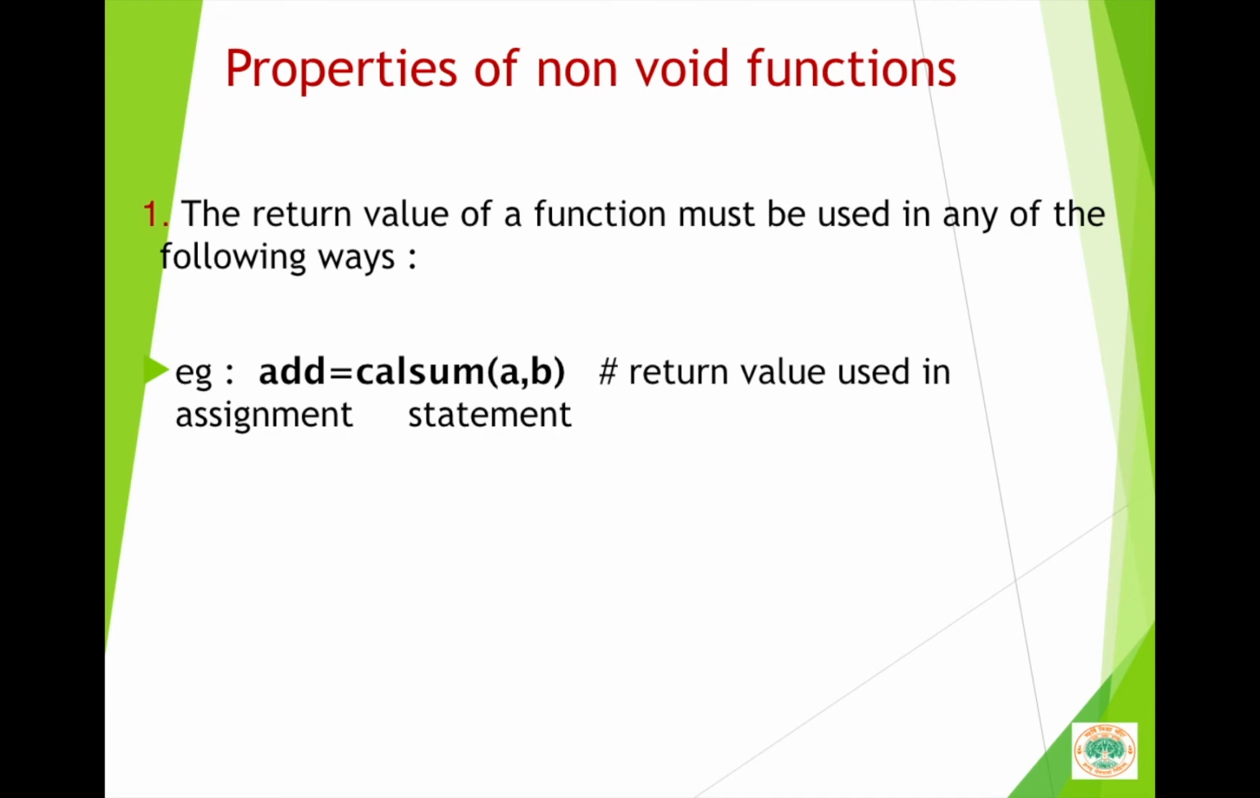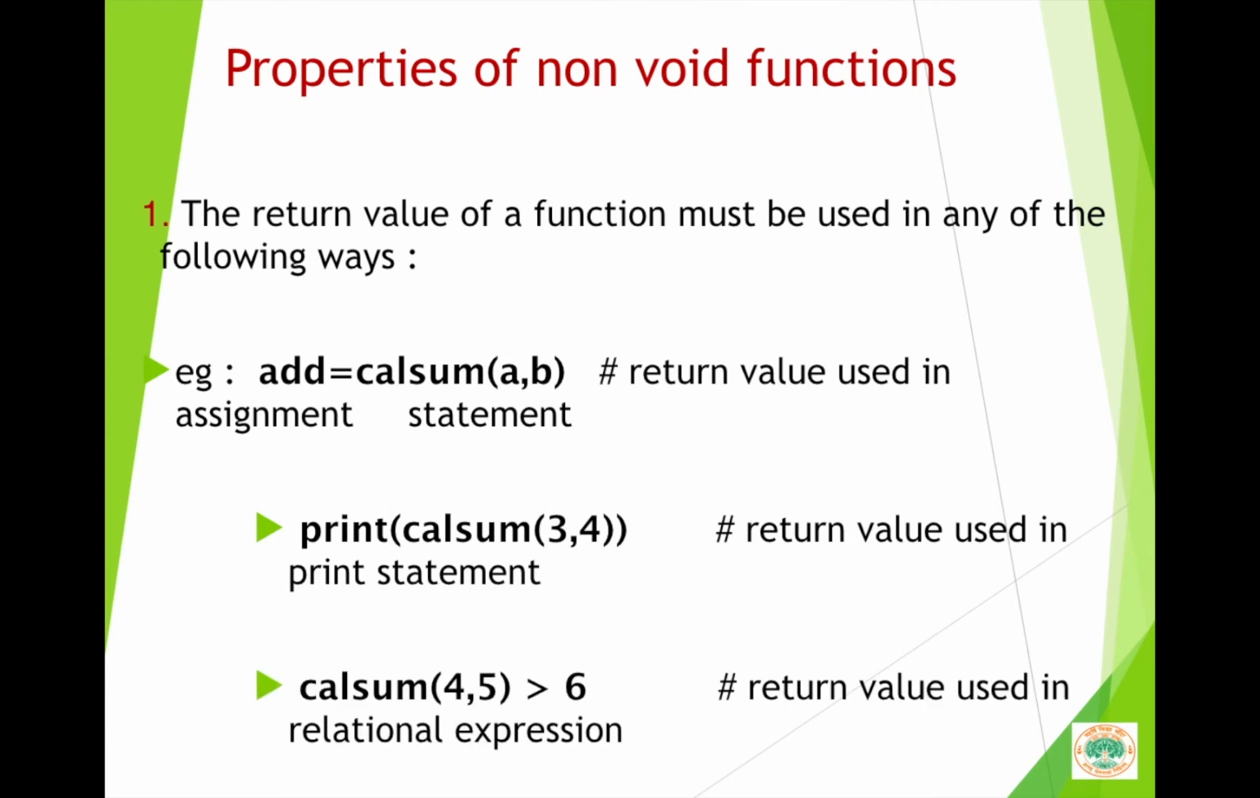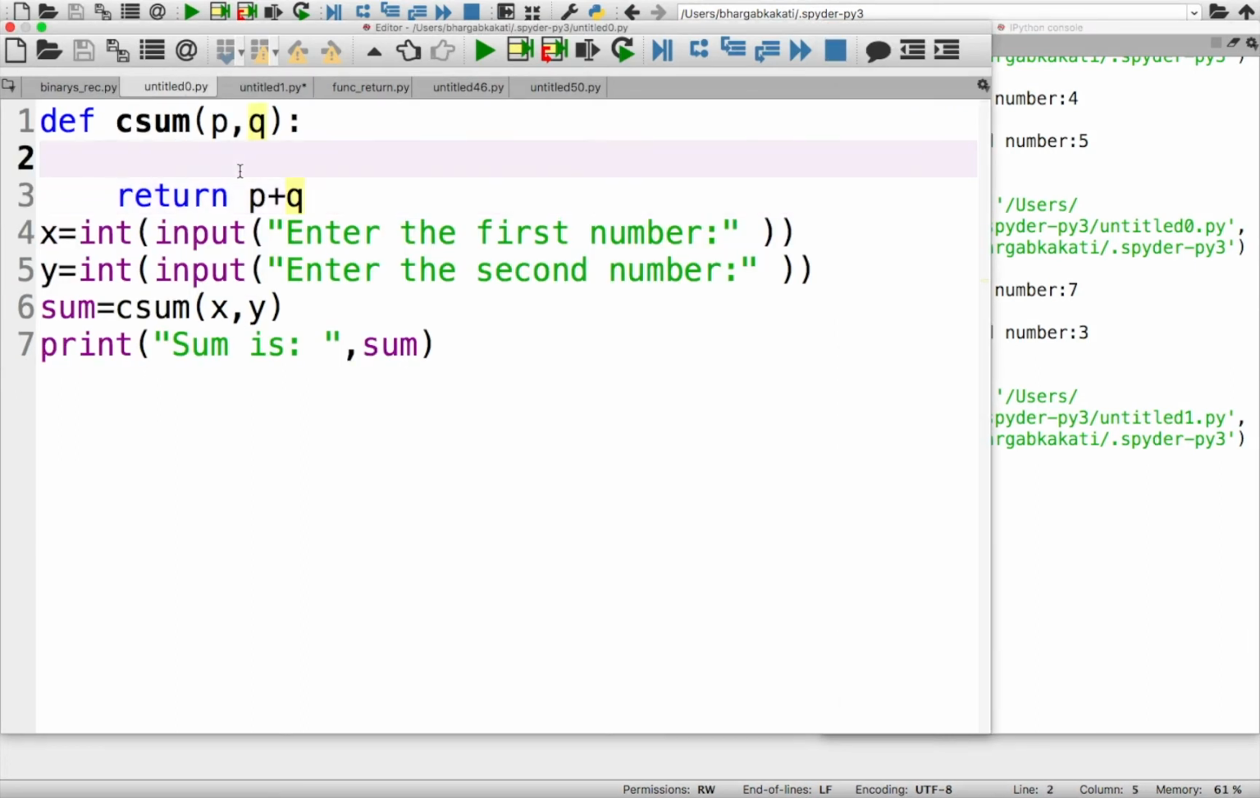Okay, the next way of storing the return value is this. We can directly call it within a print statement, or we can even compare it. Let's try to show it to you with the help of an example. So let's consider the first program of addition of two numbers. Here, this is the property number 1 of non-void functions. Whatever is the result of p plus q has been stored in the variable sum. After that we have displayed the variable sum.